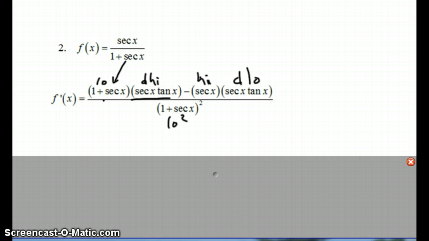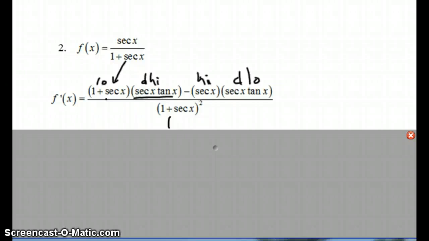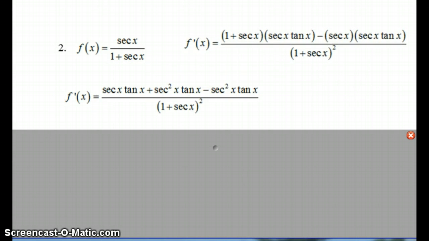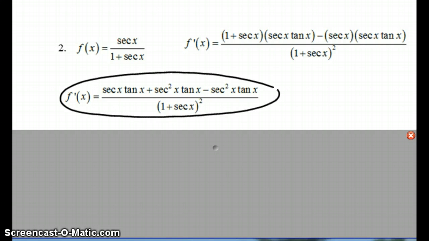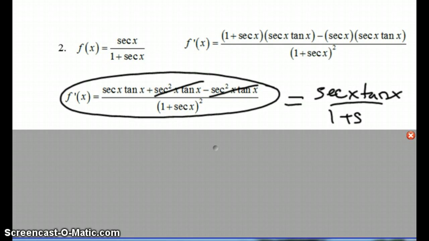I'll just read out here. I can simplify this a little bit further. And if I put the terms together in this way, you'll see that things cancel nicely, and we're just left with secant x, tangent x, all over 1 plus secant squared x. Sorry, secant x quantity squared.